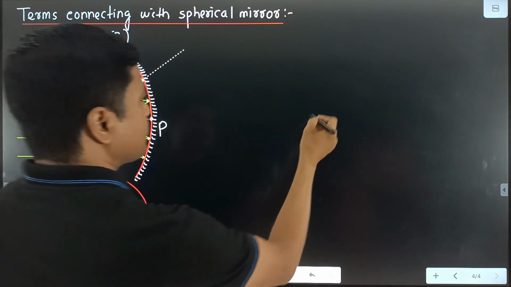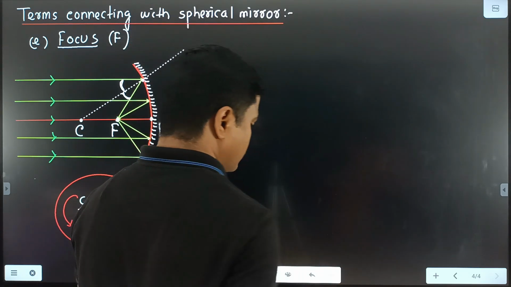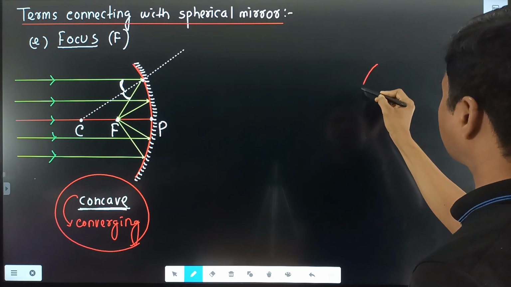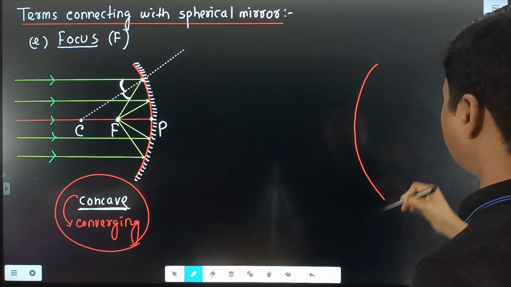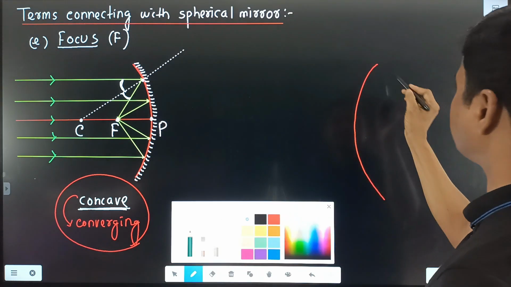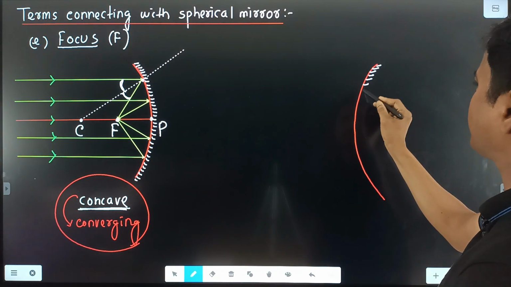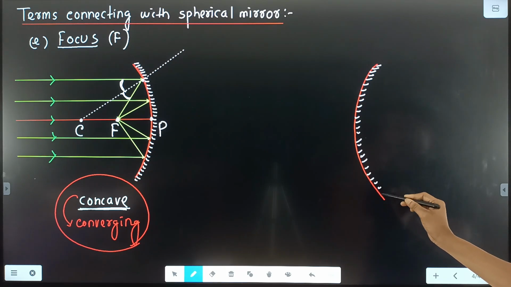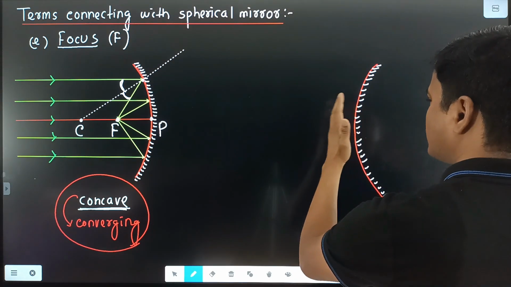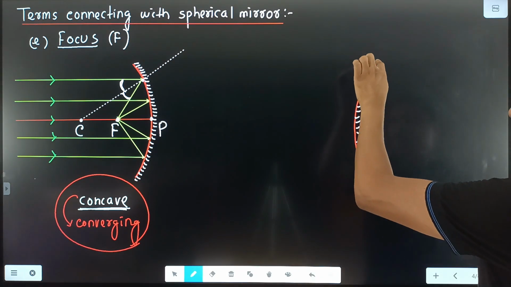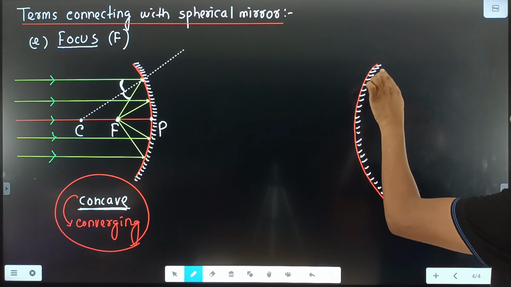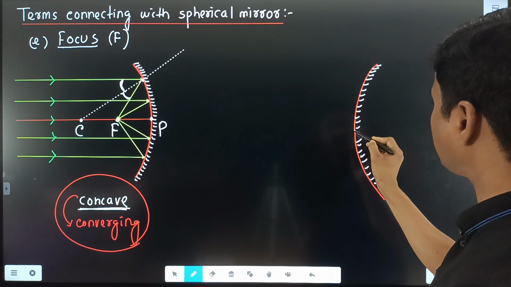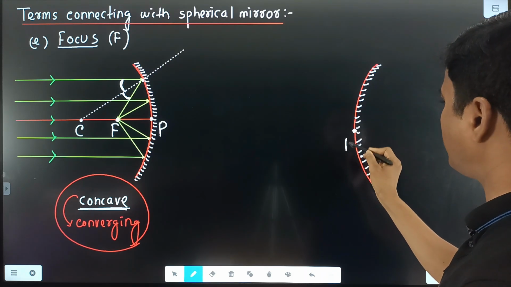Similarly, for convex, suppose we draw the convex mirror. Here the inner surface is coated with silver. This is the inner surface, and this side is the outer side. The outer surface is the reflecting surface, and the inner surface is coated with silver. This point is the center of the reflecting surface, which you know is the pole.